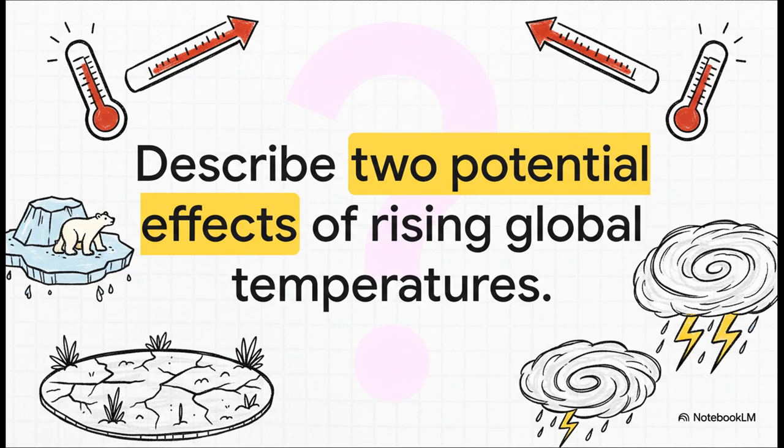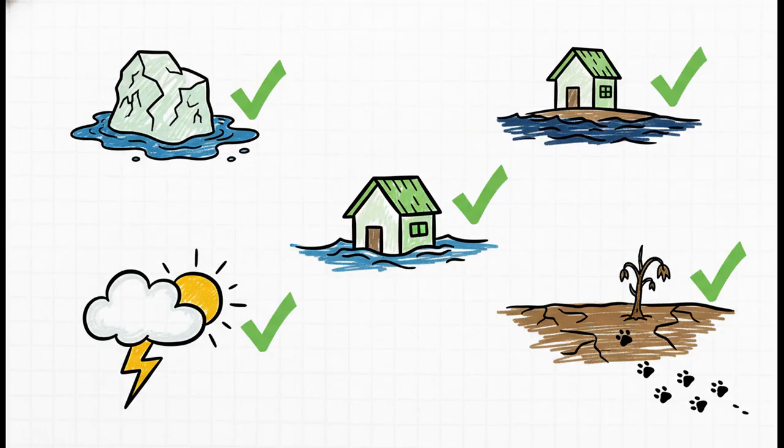And here's a little bonus. While you only need to give 2, the mark scheme actually allows for 5 different correct answers. And here they are, all 5 accepted answers. You could have put melting ice, rising sea levels, flooding, extremes of weather, or loss of habitats. Any 2 from that list would have gotten you full marks. It's always a good idea to have a few of these in your back pocket, just so you have options.